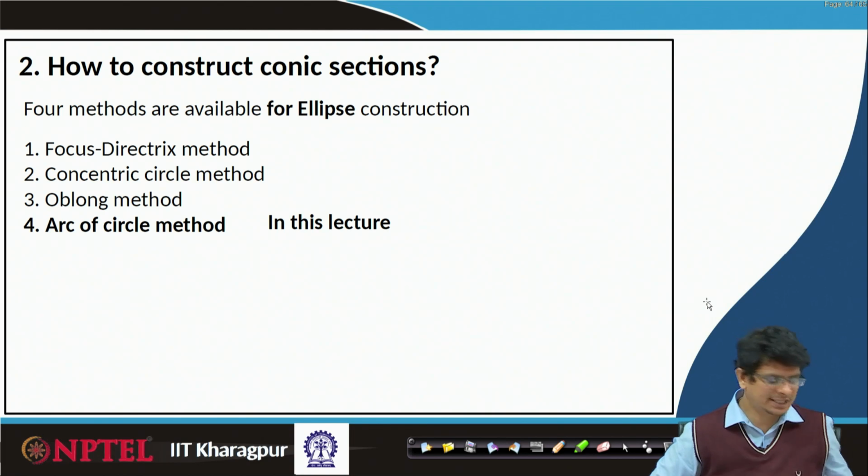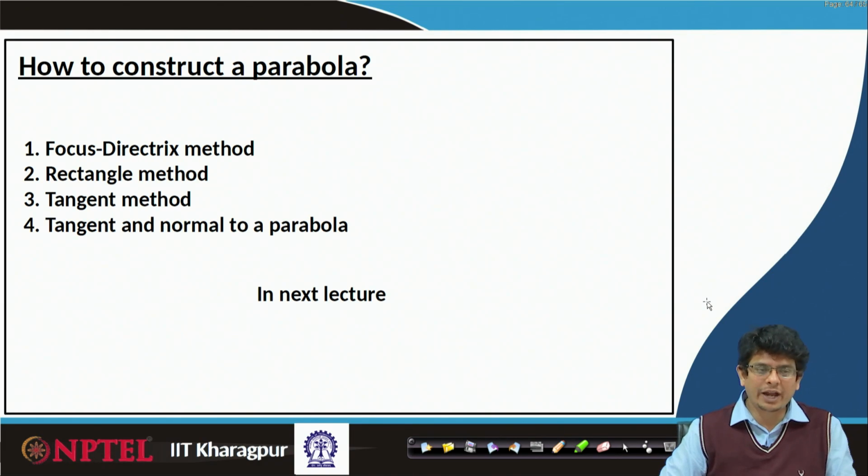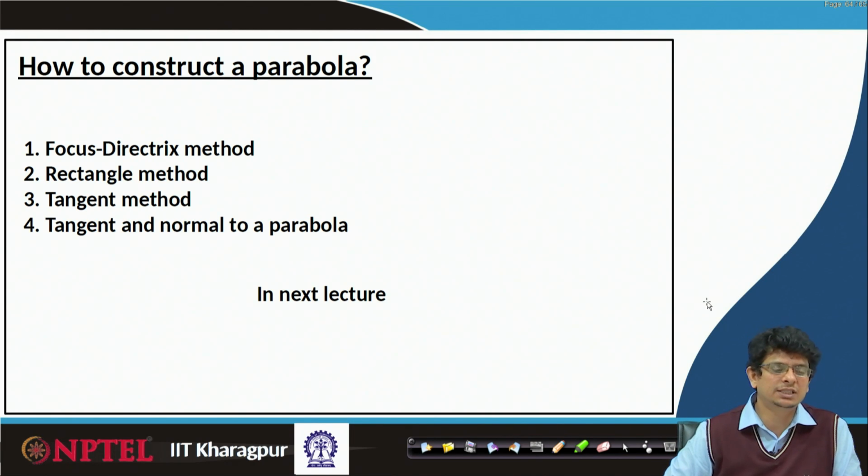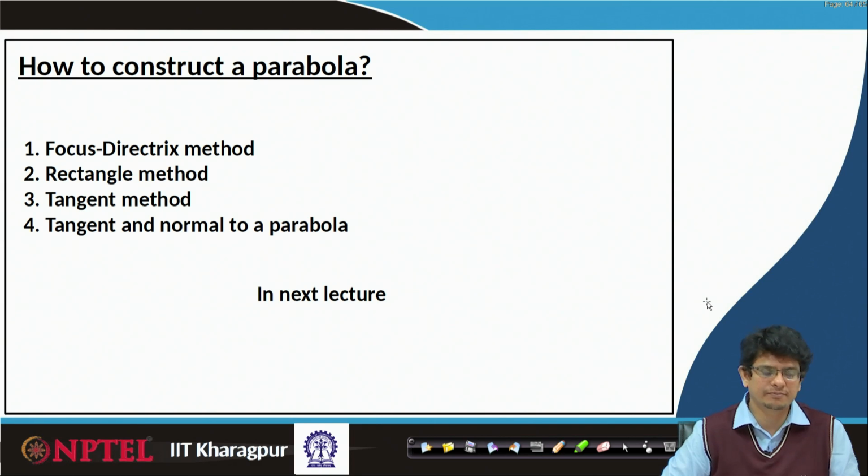And in the next class we will look at these 4 methods, especially the focus directrix method, the rectangle method, and there is a special case like the tangent method to construct parabolas, and how to draw tangent and normal to parabolas also we will see. Thank you.